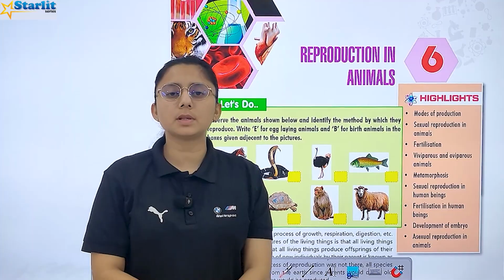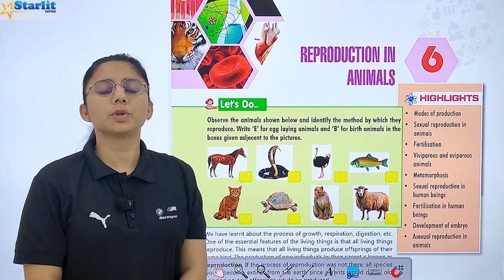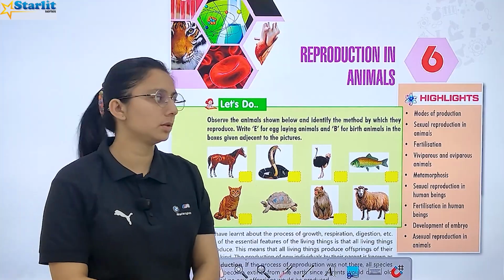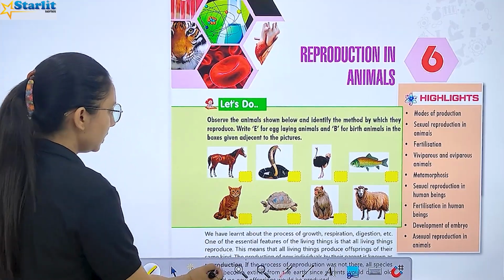Start with chapter number 6, reproduction in animals. So in this chapter I will tell you about how animals reproduce, modes of reproduction, right? So let's start with the chapter now.